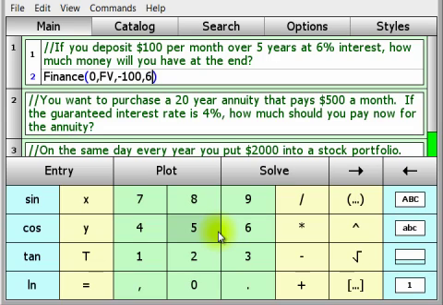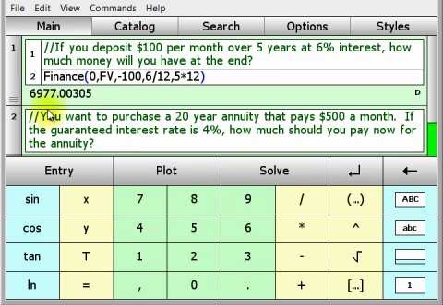Alright, 6% interest compounded monthly, so the interest per period is 6 divided by 12. And then this is occurring for 5 years, compounded 12 times a year, so there's a total of 5 times 12, or 60 total compounding periods. Alright, once you're finished with that, go ahead and hit solve. This will return the value $6,977. That is the size of this account after 5 years, depositing $100 a month.